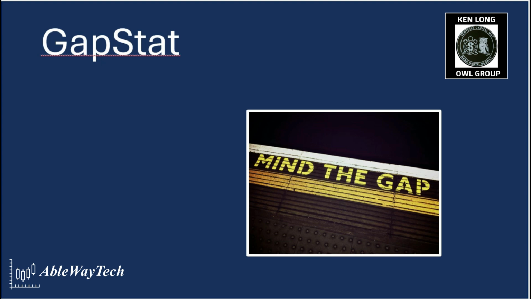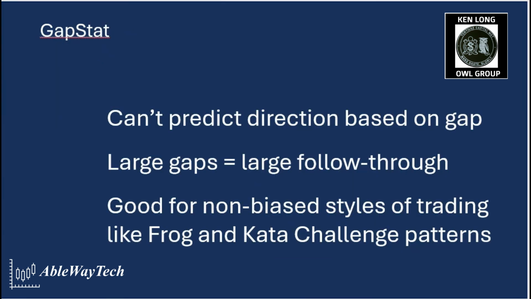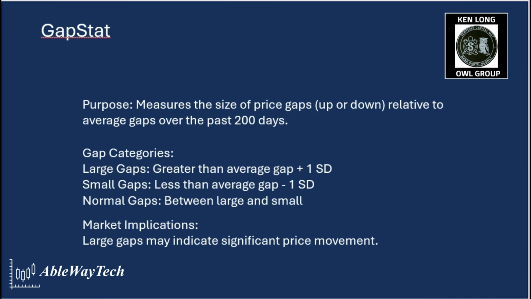And through our research, what we've seen is that we can't predict the direction based on the gap, right? If it gaps up or down, there's really no evidence that shows we're going to know which direction. But what we do know though is that large gaps often lead to larger follow through. This can be good for a lot of non-biased directional styles of trading, like the frog system, opening range breakouts, even Kata challenge patterns, things like that.